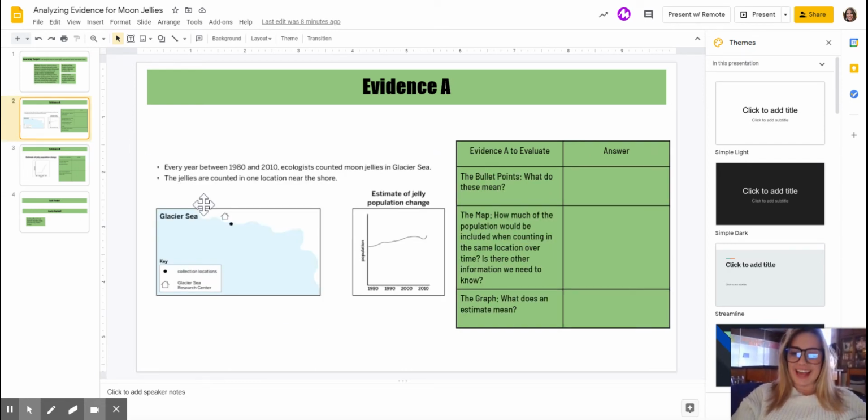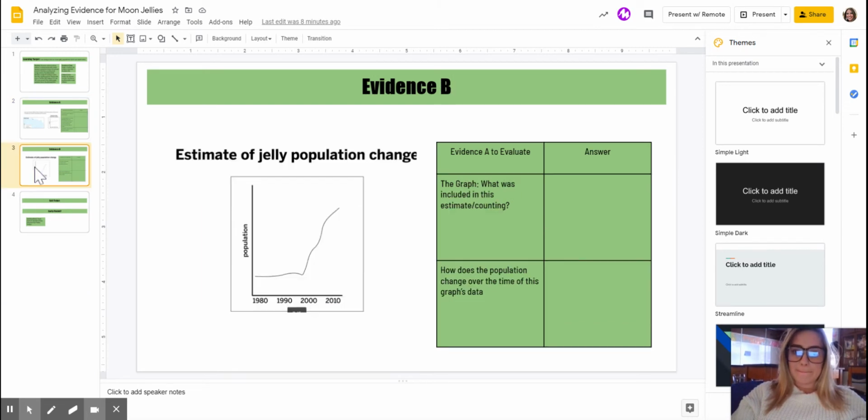So evidence A collected data on jellies that existed or were in one location near the shore right here. So every year, scientists went to the same location, counted up how many jellies there were, and then they made their estimate from that. Evidence B actually did a similar approach, but they counted estimates in many different locations and then made a graph from it.